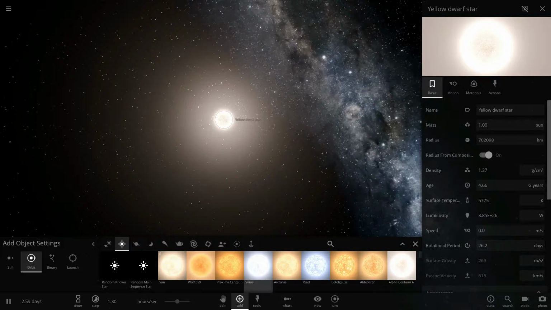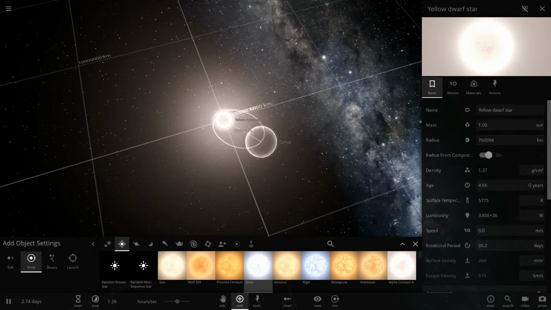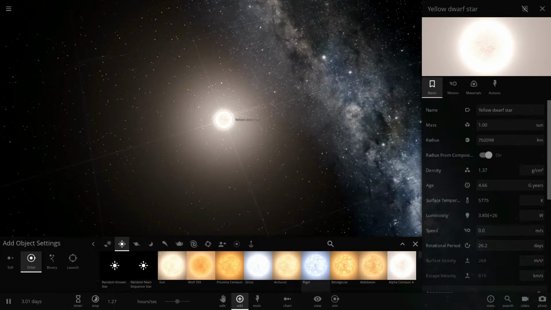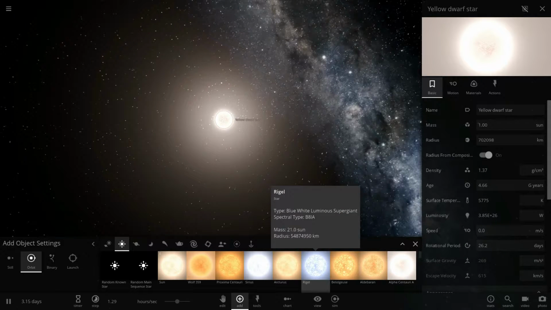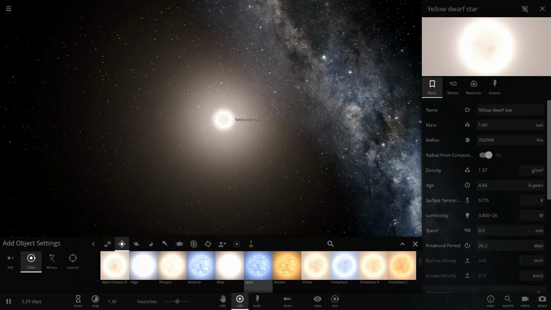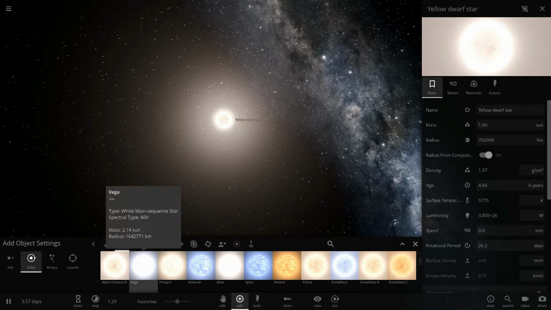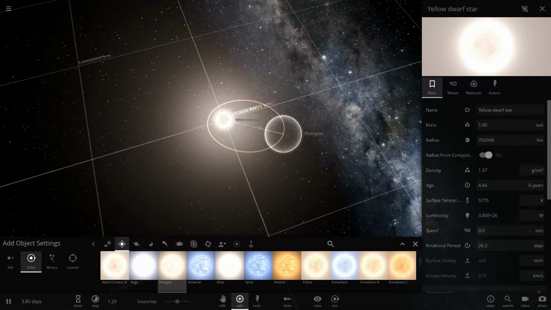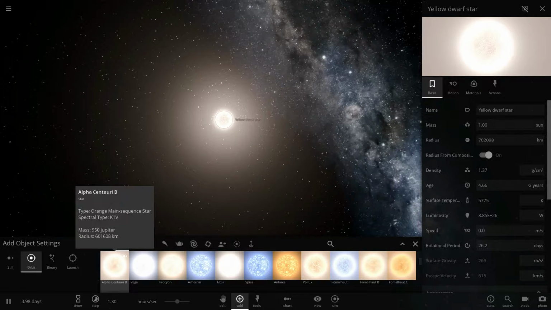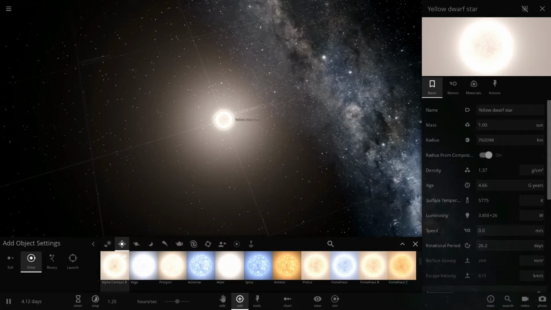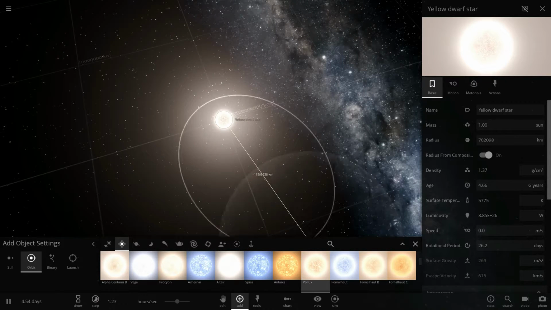If you want to see a white star, that's your white star. That is the size of a white star. Sirius is a white star. Can I get another white star? No, that's blue. White main sequence star. That's another white main sequence star. This is another white main sequence star. Yellowish white star. There you go. Orange main sequence star. There you go. Orange giant. Okay.